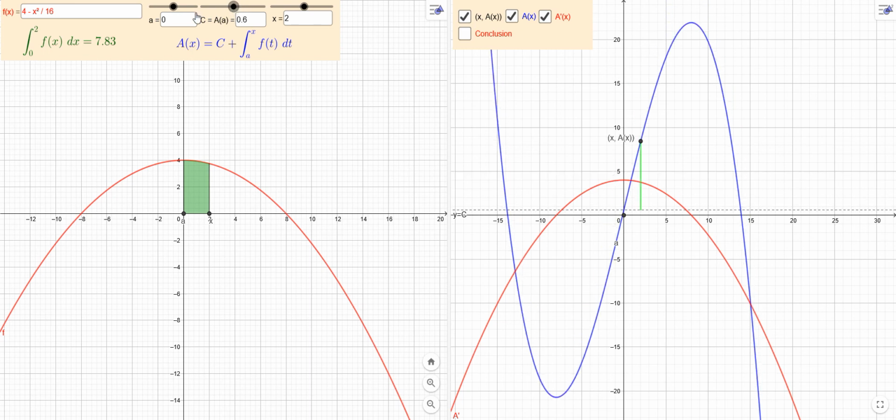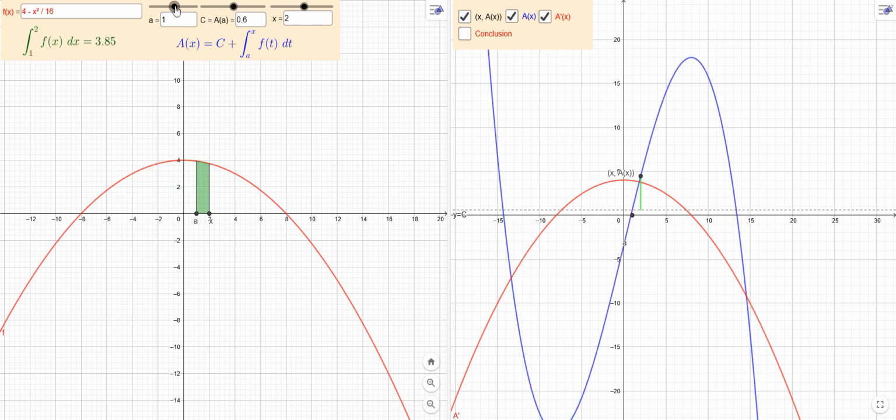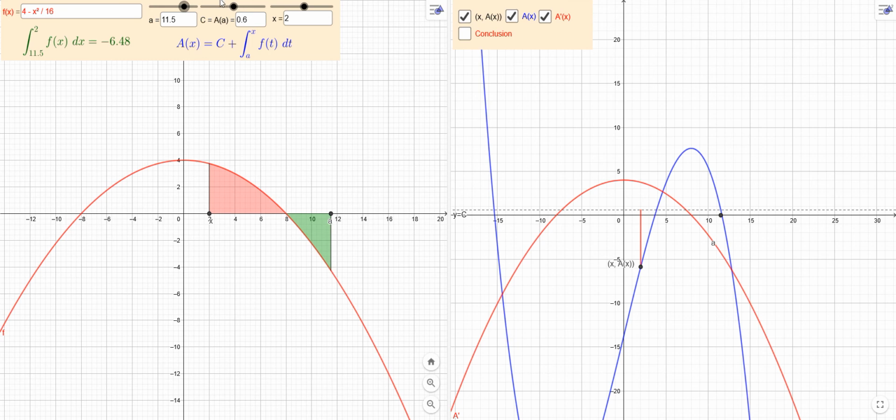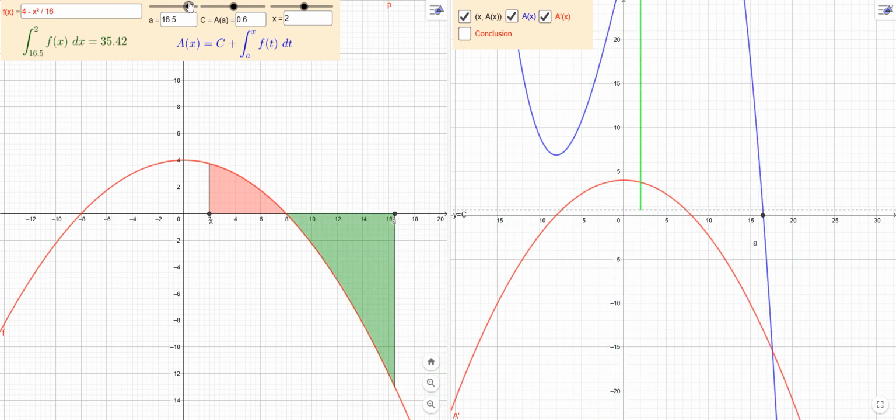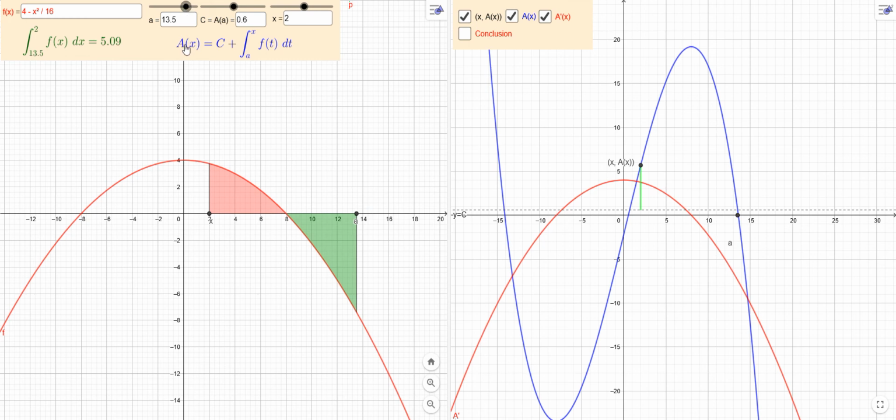Okay? If we change the value of a, that also turns out, as you see, to give us just vertical shifts. So for different values of a and different values of c, we can get different antiderivatives. So this is the second fundamental theorem of calculus. A lot of times you'll see it without the c written here.